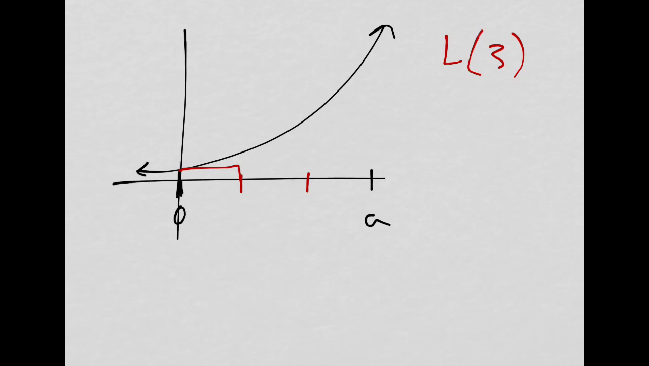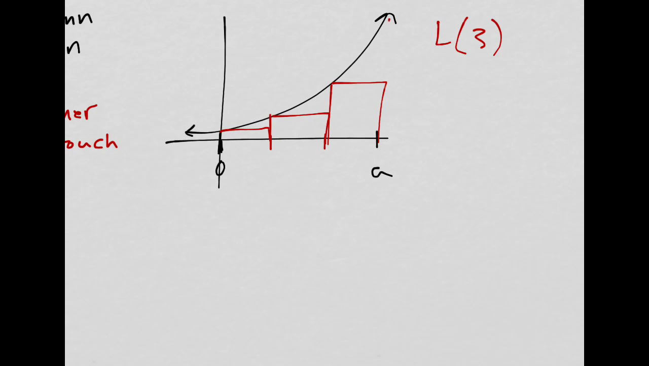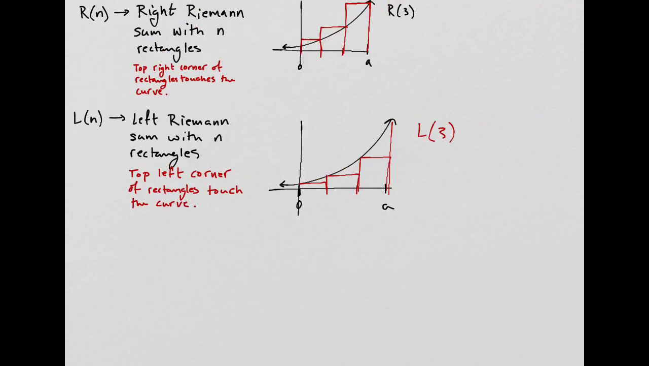I keep missing. That's close enough. So there, the left side touches, right? The left side touches, and left side touches. And in this case, this is an underestimate because we're missing out on some actual area there. So this would be an underestimate.